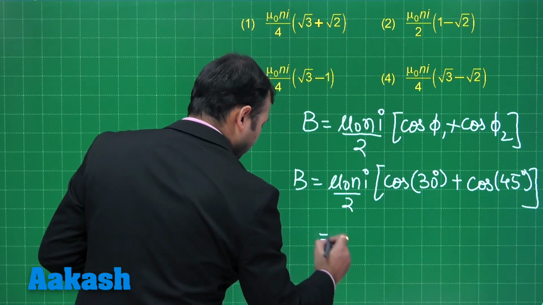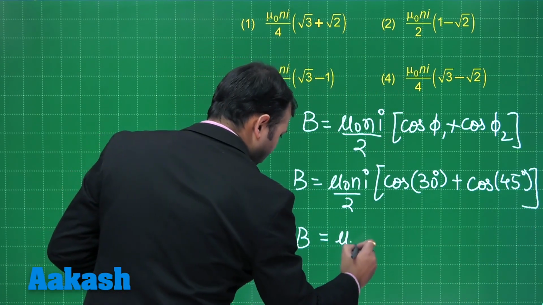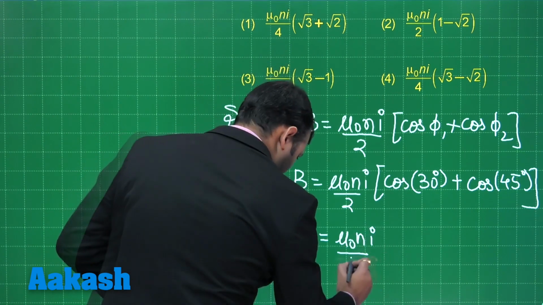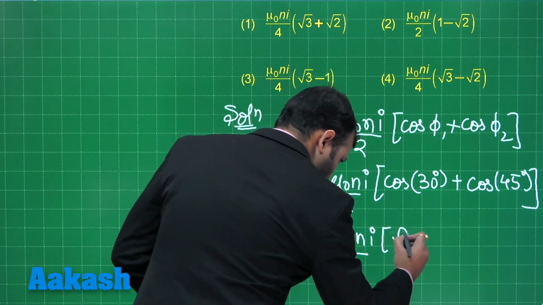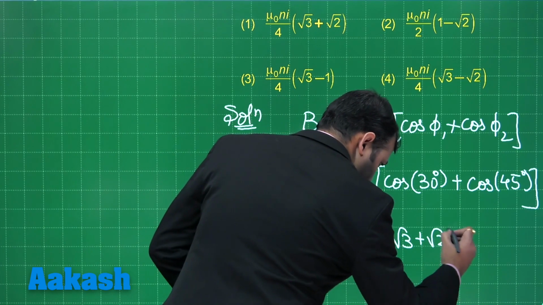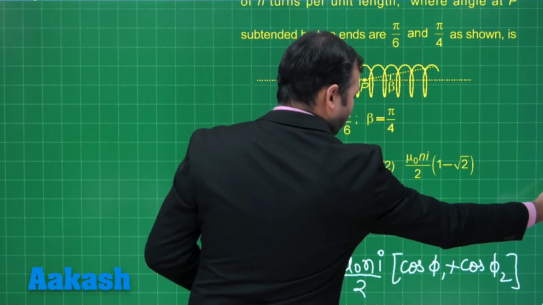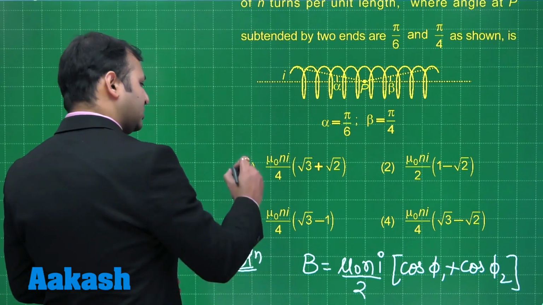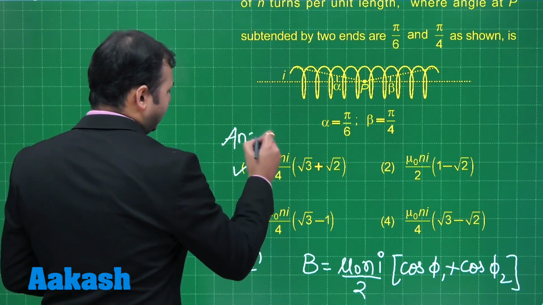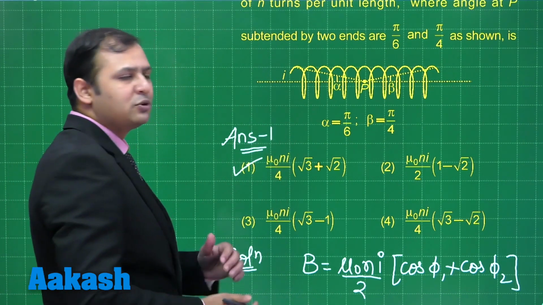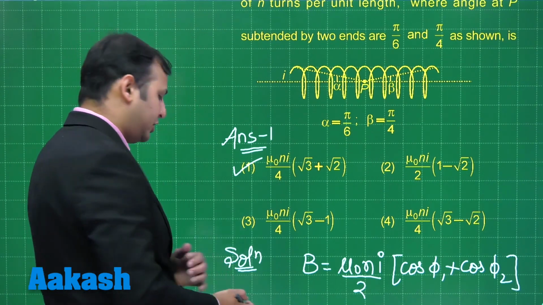When you solve this, you will get B is equal to mu naught n i upon 4 into root 3 plus root 2. Let's see which is the best suited option for the same. So if you can see, out of the 4 options, option number 1 is the correct answer for same. Now let's move on to our next question, that is question number 23.